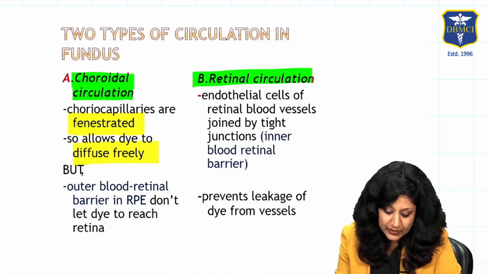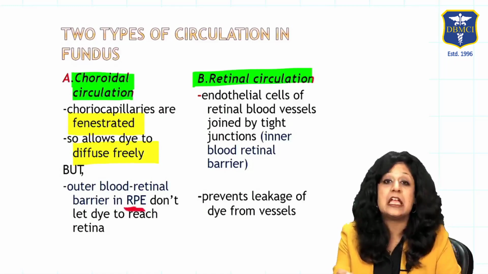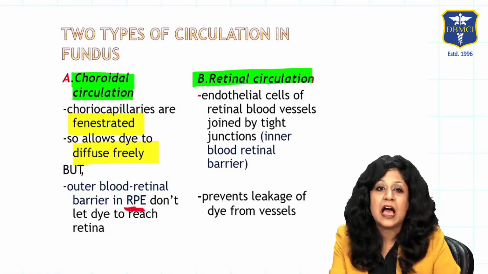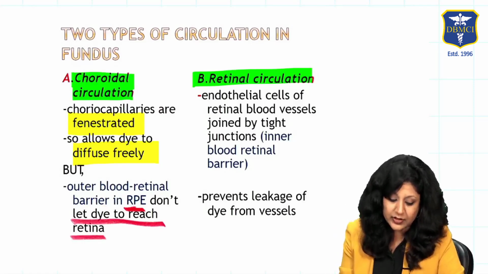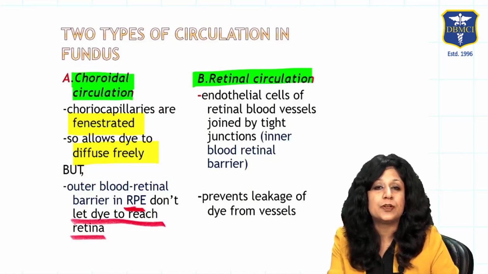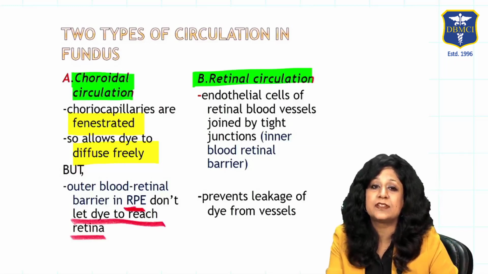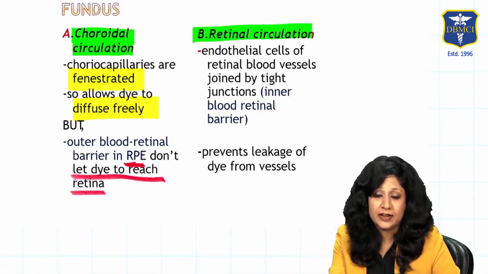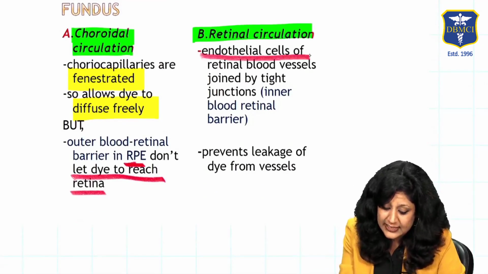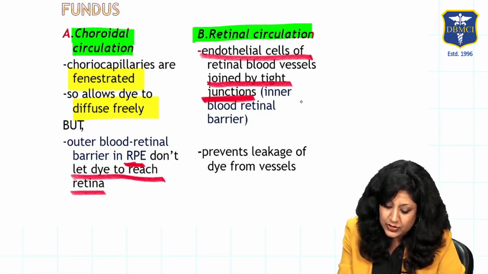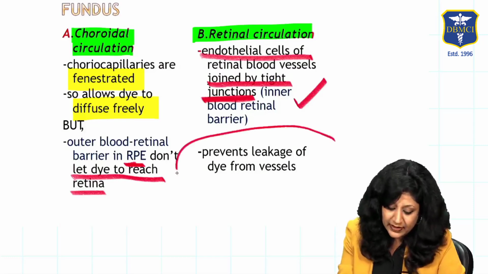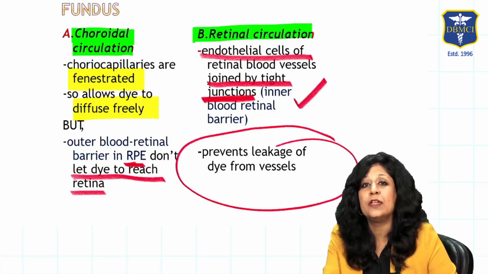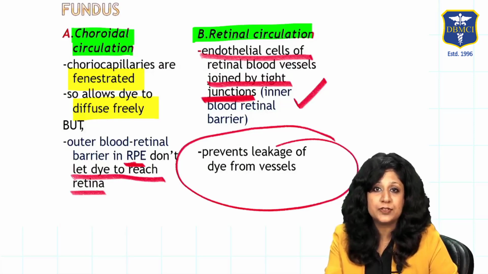But the outer blood retinal barrier, which is present where? It is present in the RPE, the retinal pigment epithelium. The outer blood retinal barrier, which is in contact with the RPE, does not let this dye reach the retina. So, though it is passing freely in the choroidal circulation, this dye is not reaching the retina due to the presence of the outer blood retinal barrier in the RPE layer. Once it is going into the retina, what is happening? There also, we have endothelial cells which are joined by tight junctions. So this is forming the inner blood retinal barrier and this is preventing the dye from leaking from the vessel. So normally why you don't have leakage, why the dye is not going from the choroidal circulation to the retinal circulation, these are the answers.